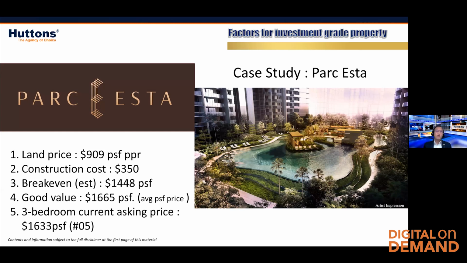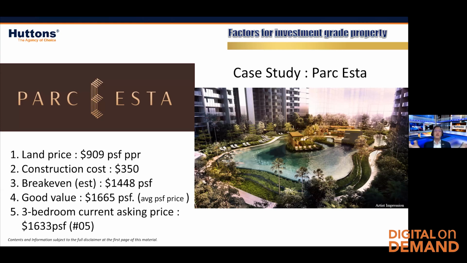And the good value. What is the good value? You add in maybe a profit margin of about 15%, which is probably about 1665 per square foot. This is an average per square foot that we are talking about. Usually we are talking about 3-bedroom references. For those buying a 2-bedroom, in terms of per square foot, you will always be higher.